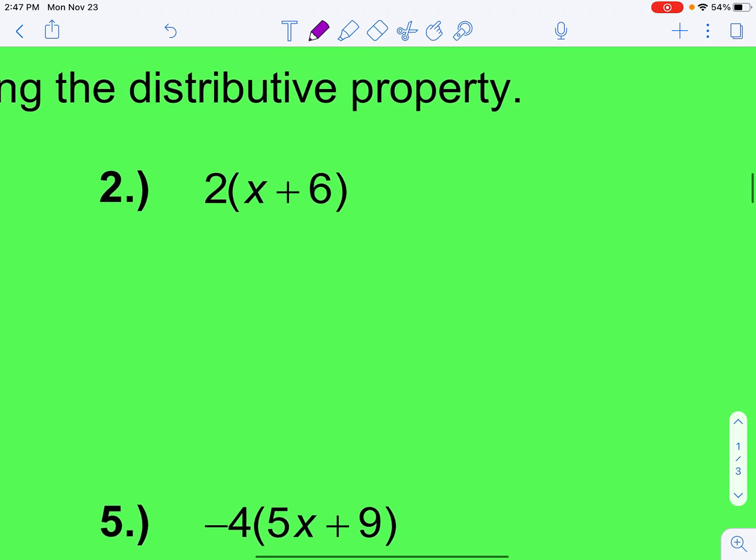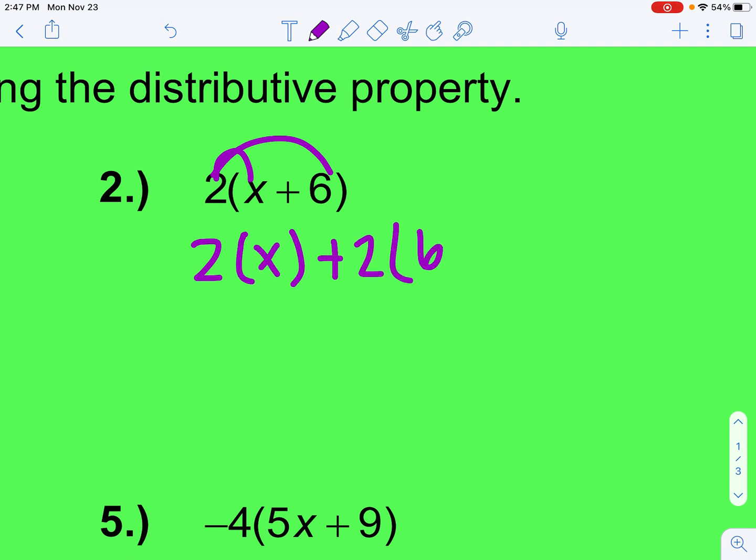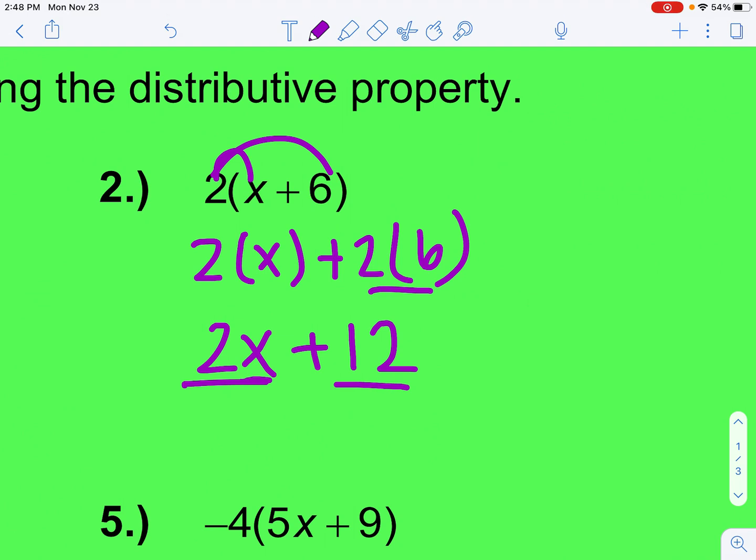Let's look at number 2. This time we're doing the exact same thing. I'm distributing this 2 to the x and 2 to the 6. So I'm taking 2 times x plus 2 times 6. 2 times x is 2x, plus 2 times 6 is 12. I can't simplify them anymore because I have an x and I have just a plain number.